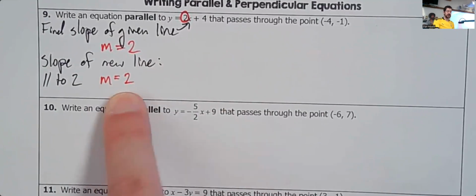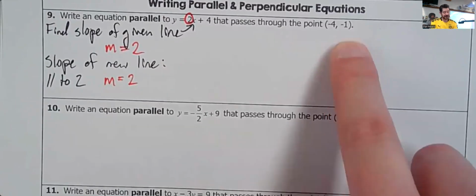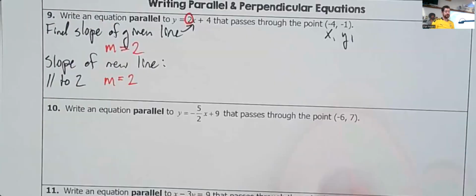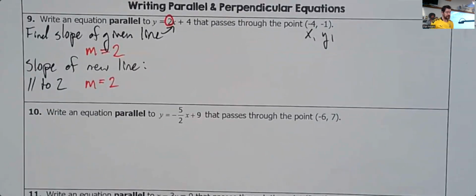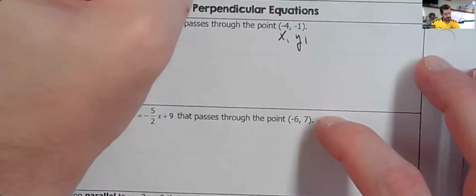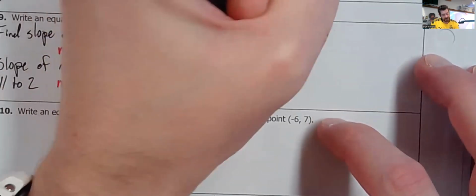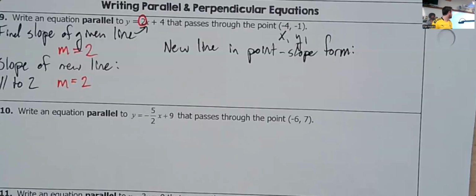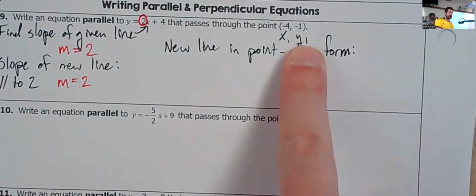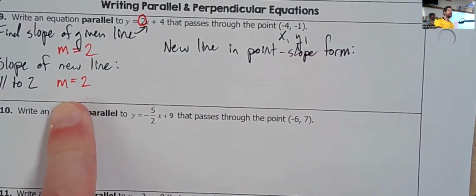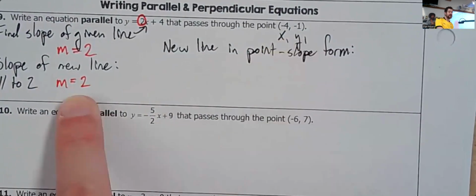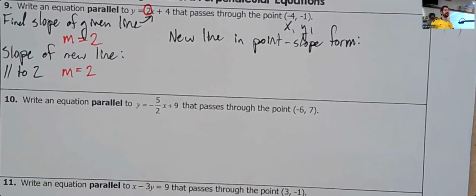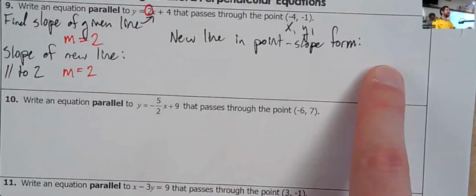And the new line, it tells us, goes through this point here. So that will be x1, y1. New line in point slope form. We need to write our new line in point slope form because we have a point and we have the slope. So now we're doing what we did on the front side. We take the point we were given and the slope, write a point slope equation, and then convert to slope intercept just like we did on the front. From here on out, it's exactly the same as what we did on the front side.